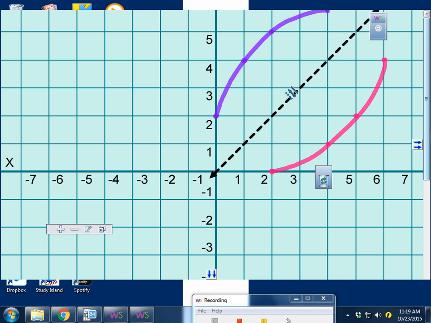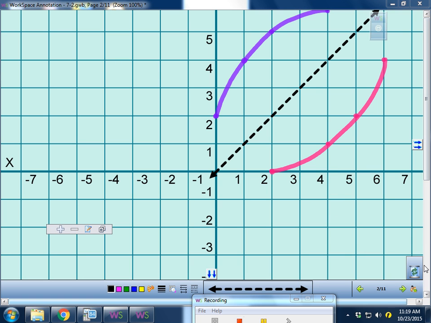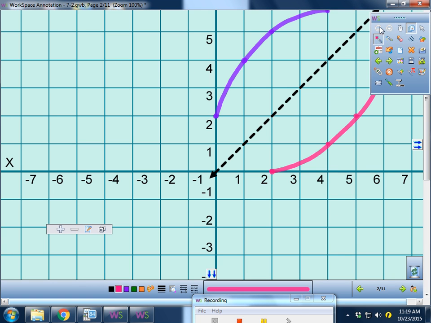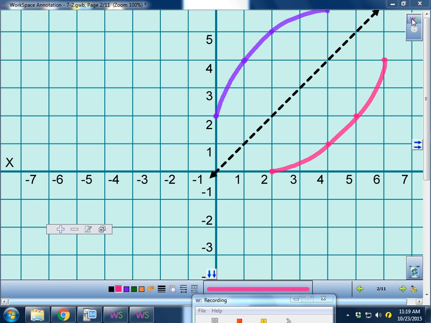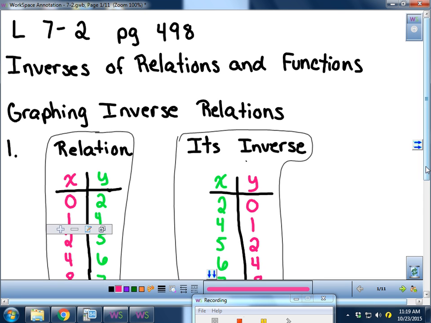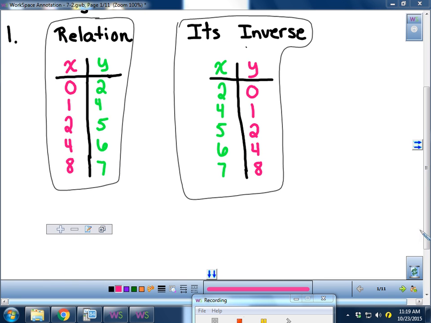Now, let's talk a little bit about domain and range, because I like to talk about domain and range. Domain and range, remember, all your x values and all of your y values. So if you recall, from this relation we just graphed, all of your x values come from 0 all the way to 8, correct? All of your y values, that would be your range, go from 2 to 7.